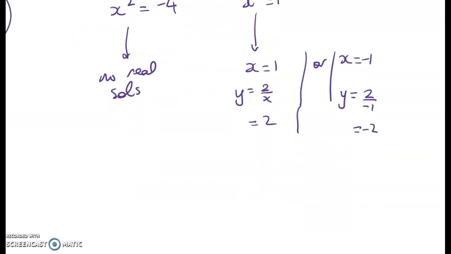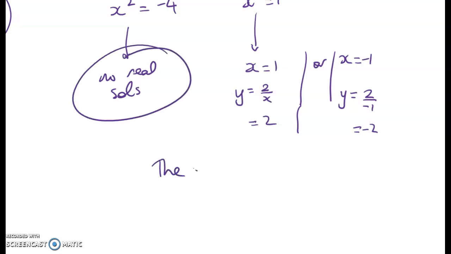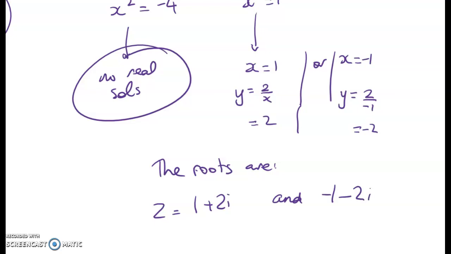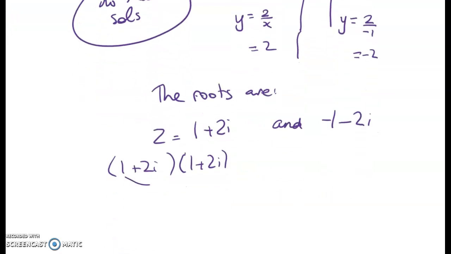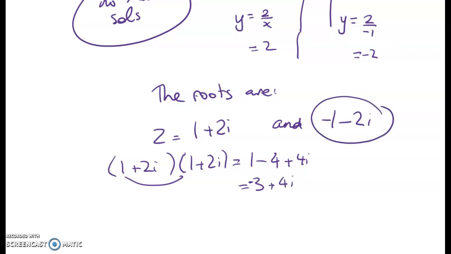So here y is equal to 2 over negative 1, which is negative 2. So that gives me, I'm going to come back and talk about this in a second in case you're getting annoyed. The roots are z is equal to 1 plus 2i and negative 1 minus 2i. And you can check that if you square that, you will indeed end up with what we want, which is 1 take away 4 plus 4i, which is negative 3 plus 4i. And you'll get the same thing if you do that one, because it's just negative 1 times all of that one.